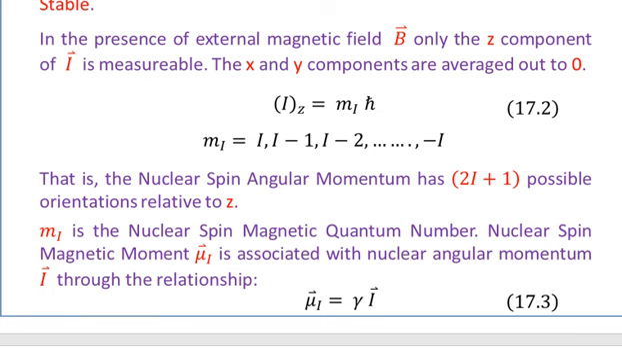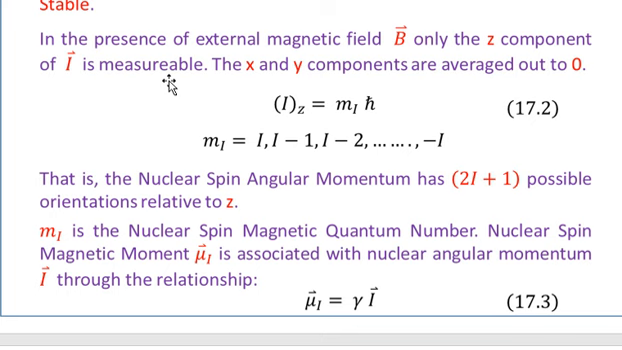In the presence of external magnetic field B, so you see that here now we are talking about the external magnetic field B, which we shall apply to the atoms. And then of course this magnetic field will also influence some quantities on the nucleus side of the atom. So let's see what are those quantities. So you see that in the presence of the external magnetic field B, only the Z component of I, that is the spin angular momentum, is measurable.